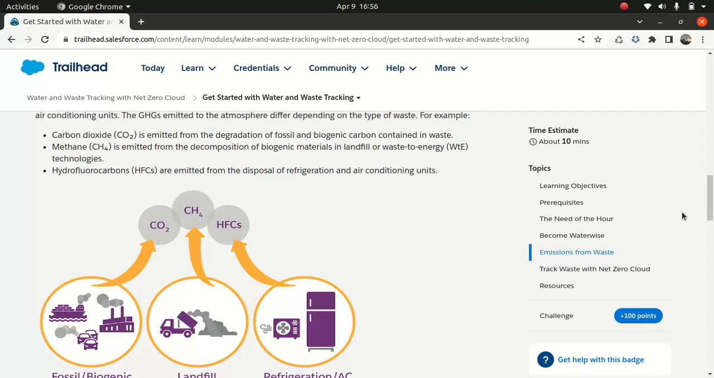So they do some processing behind, and that releases hydrofluorocarbons, which is not really good for your health. It's not really good for the environment as well. Okay, so these are the factors which really contribute to climate change, right?